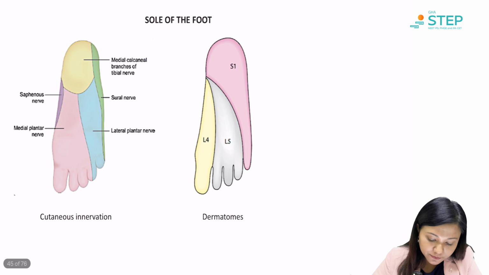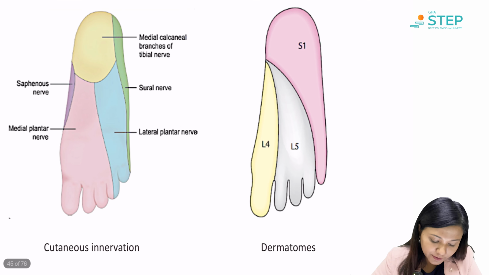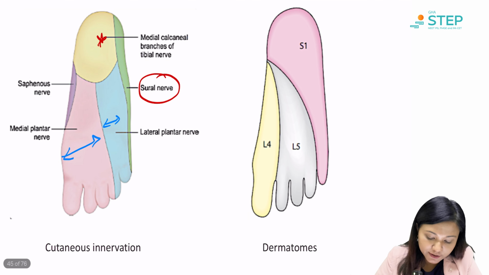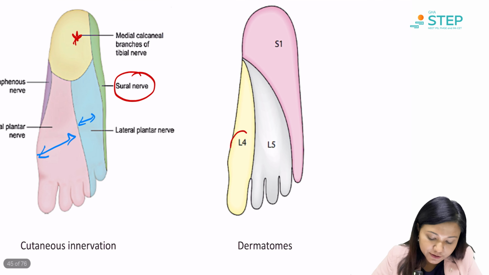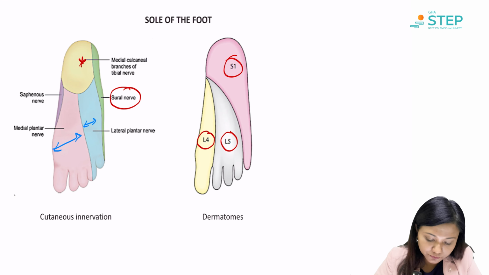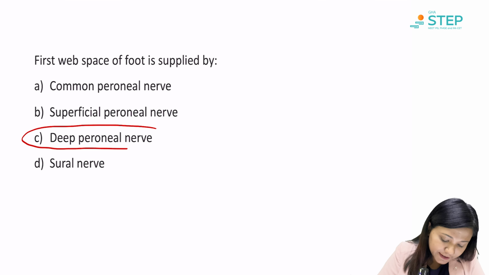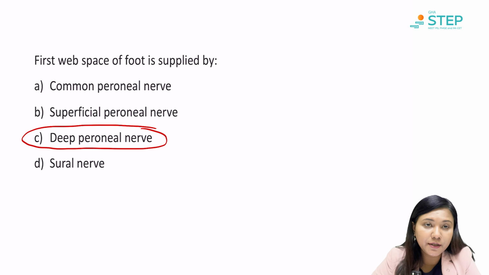If you see the dermatome of the foot, most medially you will have the medial plantar, laterally you will have the lateral plantar, and on the heel you will have the medial calcaneal branches of the tibial nerve, and most laterally you will have the sural nerve. And this is the dermatome from medial to lateral: L4, L5 and S1. Okay, so the answer will be that the first web space is supplied by your deep peroneal nerve.